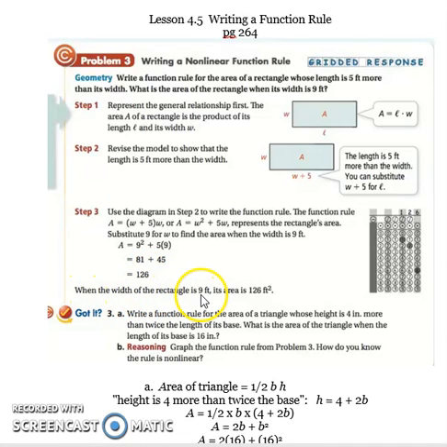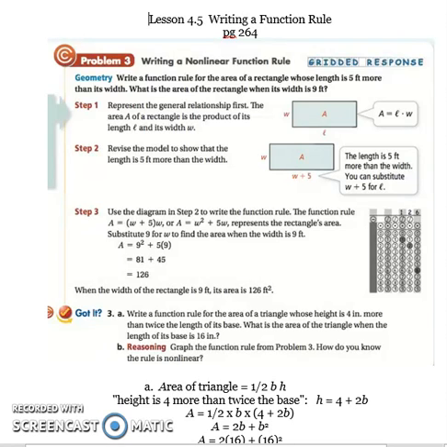So if the width of the rectangle is 9, and the length is 5 more than that, that's 14. So 9 by 14 would give you 126 square feet. Area is always, always, always in square feet because you're multiplying two things.